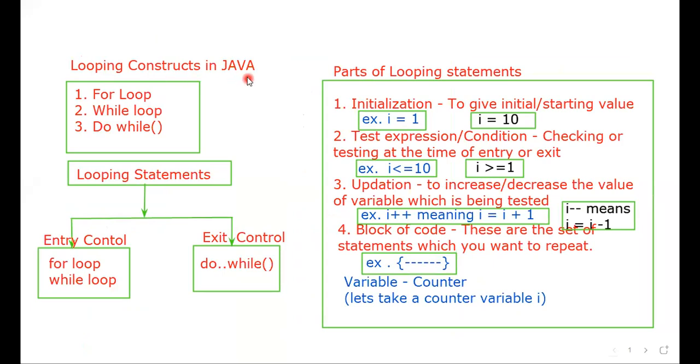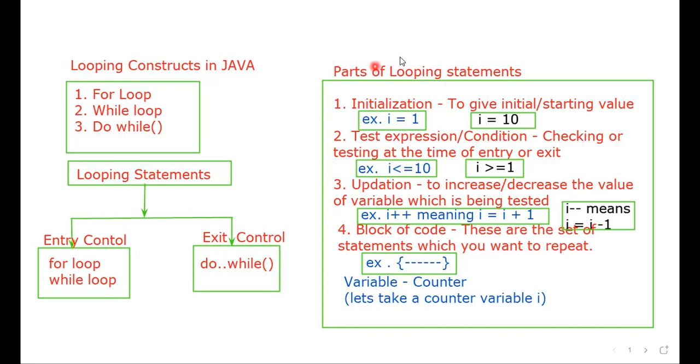Looping statements are categorized. First of all, looping statements, there are three examples: for loop, while loop, and do while loop. Then looping statements are categorized as entry control and exit control. In the entry control, we have for loop and while loop as examples, and in exit control, we have do while. For the entry control means the condition which are checked at the beginning, and the exit controls means that the conditions which are checked at the last.